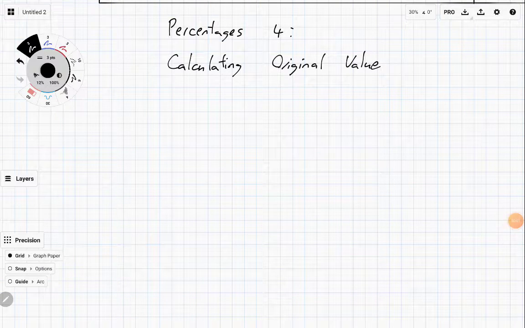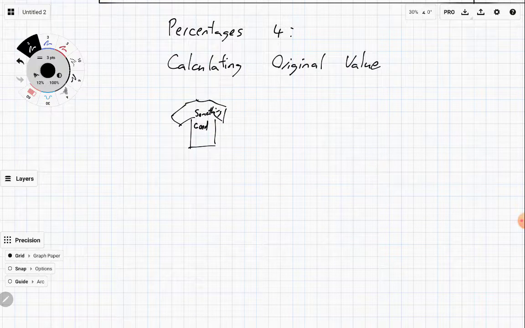So today we're going to be looking at more percentages. In this case, we're going to be looking at how do you calculate the original value. So let's imagine for a second, now you'll have to excuse my beautiful drawing, that we have a shirt. It's a really cool shirt. It says something good on it.